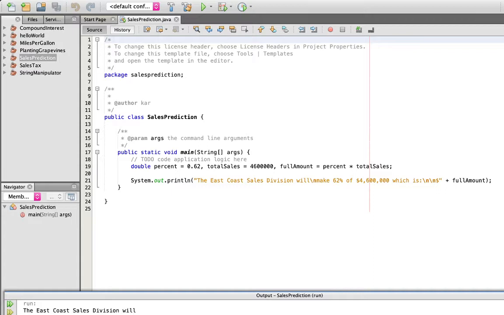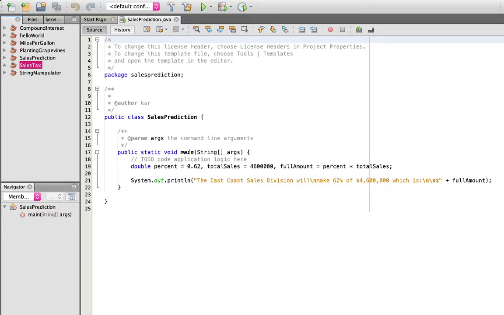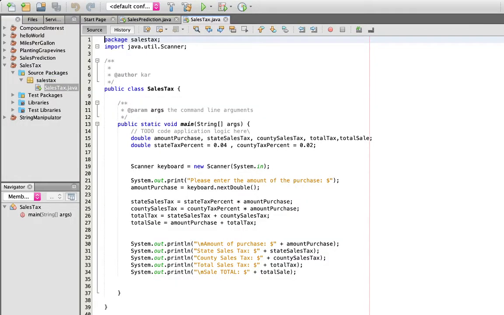Then let's go to problem number 7, which I believe was sales tax. So for sales tax, first of all, I did my scanner class up here in the import, and then I also set it to keyboard. I saw that the book set it to keyboard, so I decided to just leave it as keyboard. I know you can also switch it up, but I just decided to stick with keyboard.